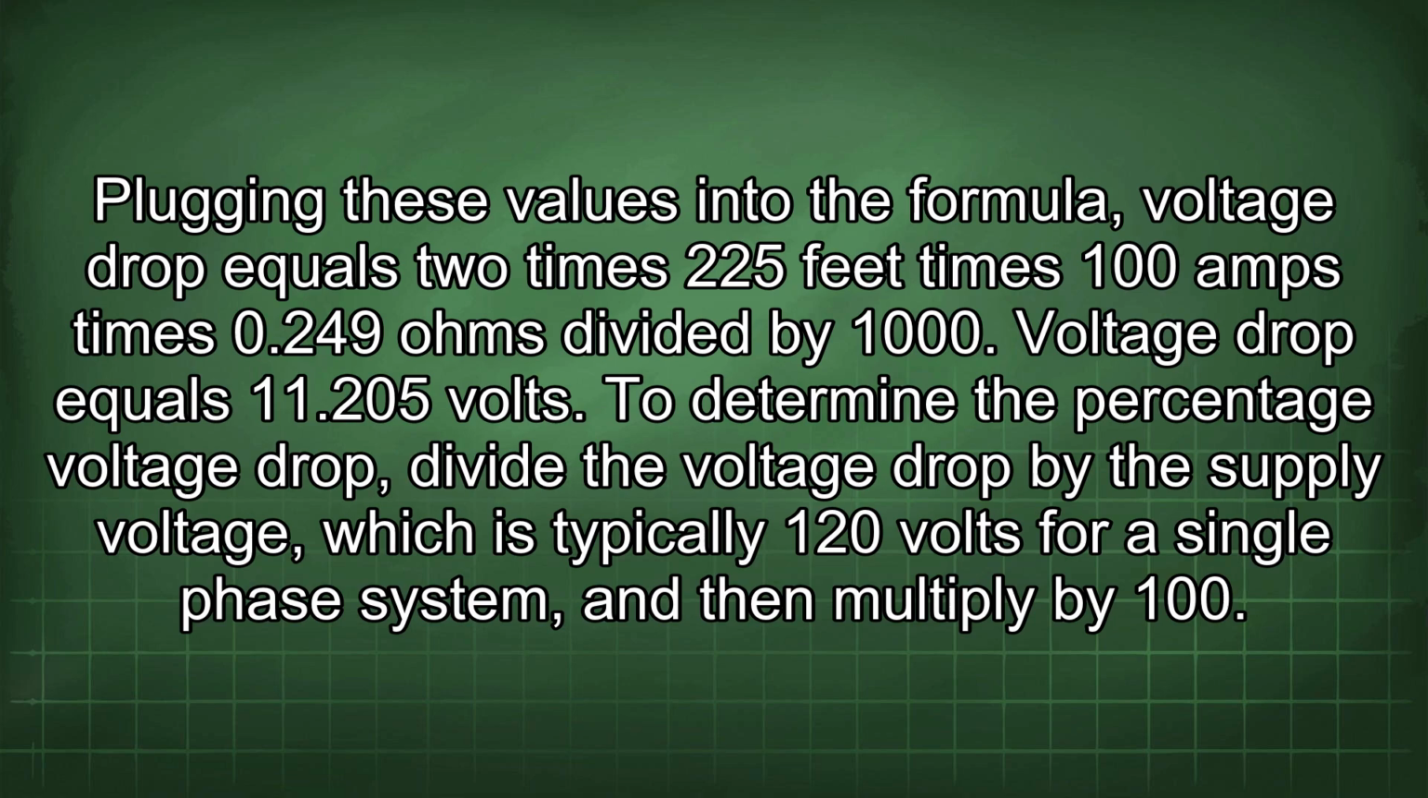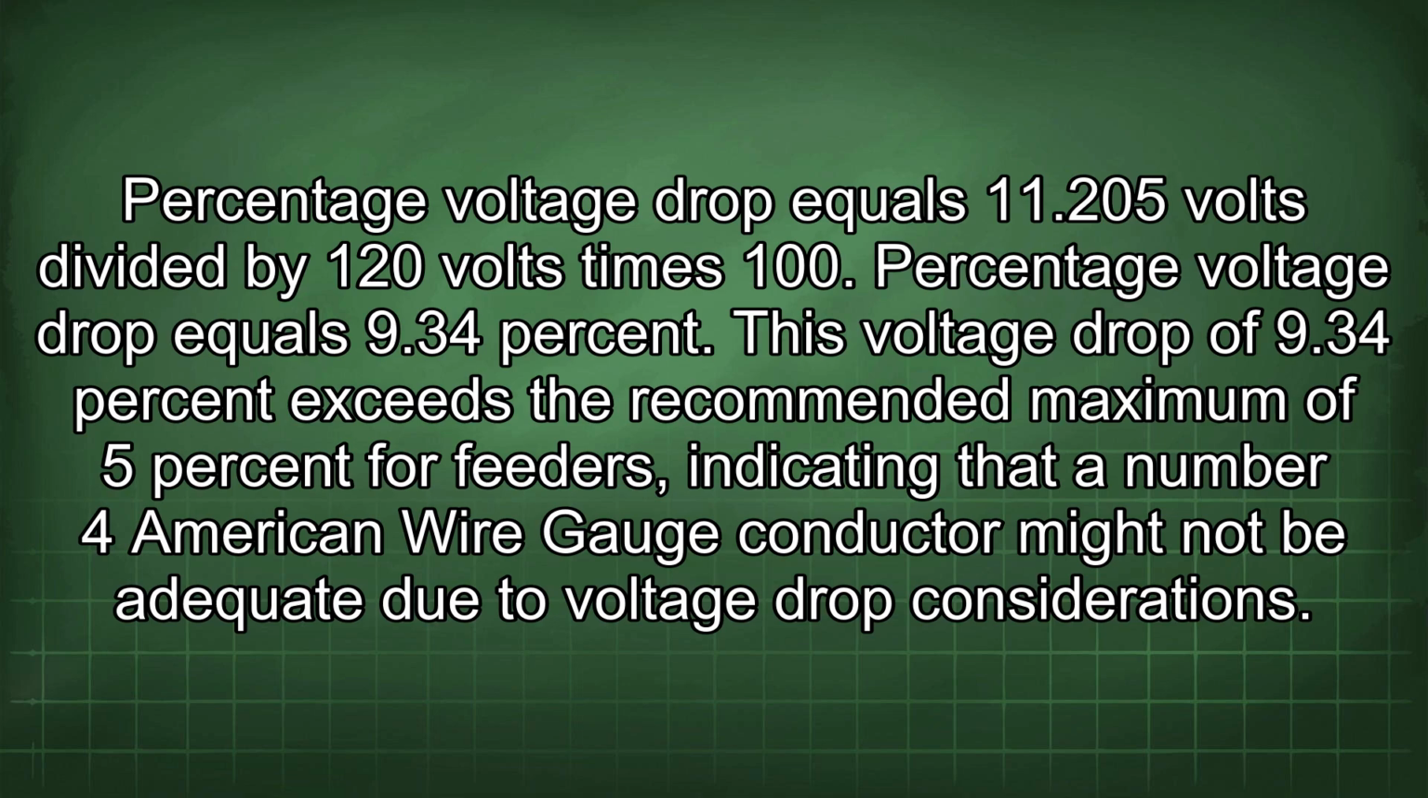To determine the percentage voltage drop, divide the voltage drop by the supply voltage, which is typically 120 volts for a single-phase system, and then multiply by 100. Percentage voltage drop equals 11.205 volts divided by 120 volts times 100. Percentage voltage drop equals 9.34%. This voltage drop of 9.34% exceeds the recommended maximum of 5% for feeders, indicating that a number 4 American wire gauge conductor might not be adequate due to voltage drop considerations.